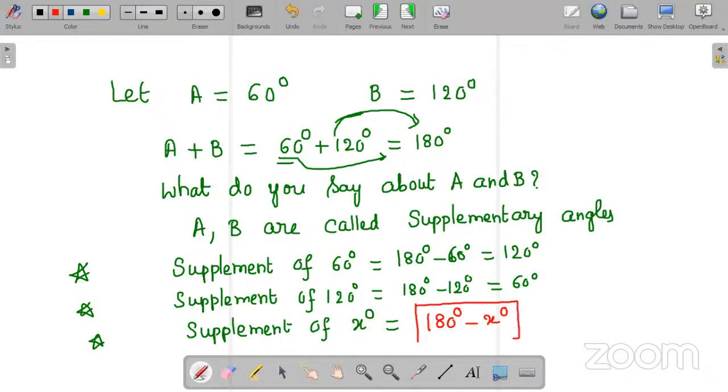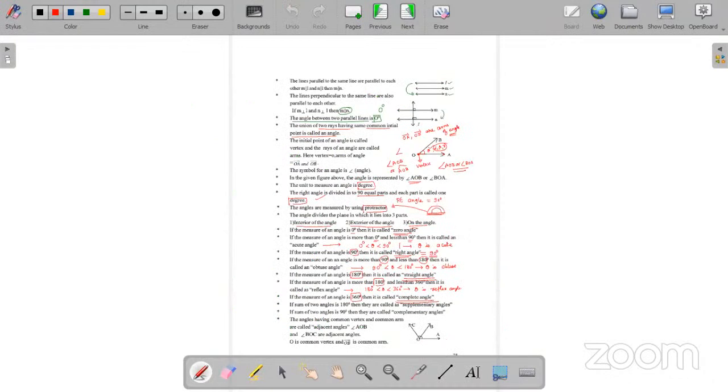Remember, this is a very, very important point. Okay, have you understood? Right. So let us move to one more very, very important concept that we are going to discuss now.